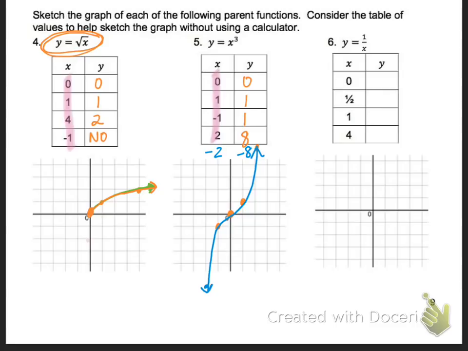This is what a cubic function looks like. So it's got a point, like a midpoint, at 0, 0, curves up and to the right, down and to the left.